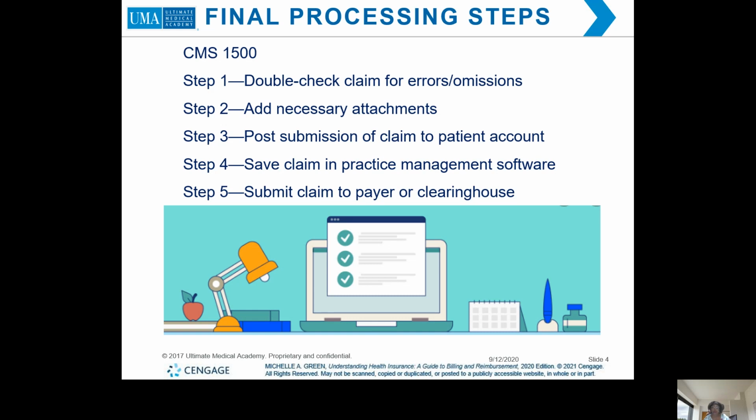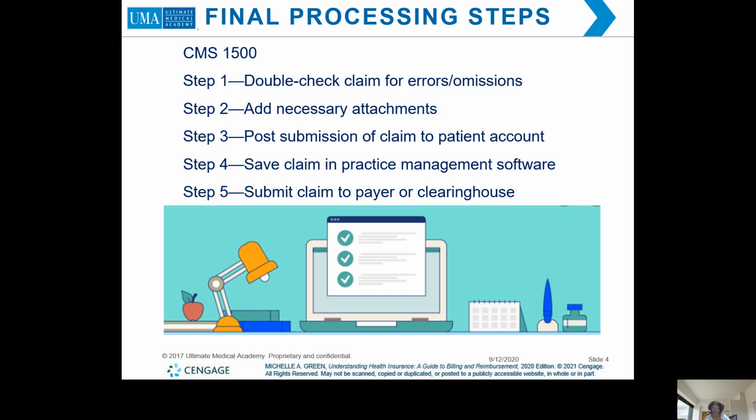Okay? Step 2, do you need to add any necessary attachments? You need to know guidelines. You need to know what that particular third-party payer wants. Okay? You need to post the submission of the claim in the system. Save the claim, okay? And then it's going to be submitted to the payer or to the clearinghouse. And then the clearinghouse will take care of the submission.